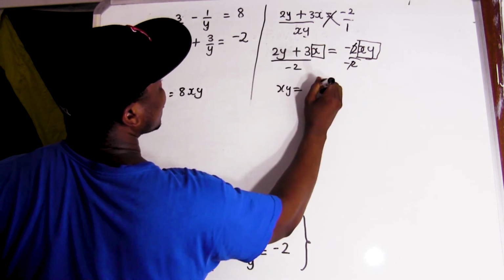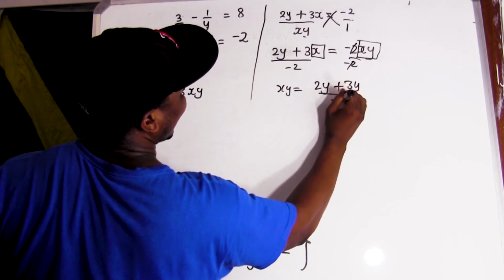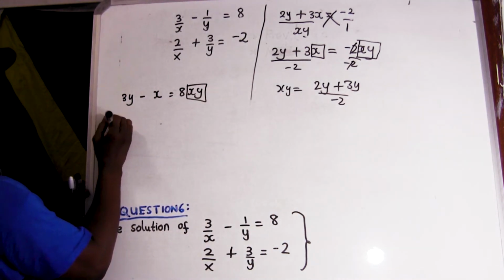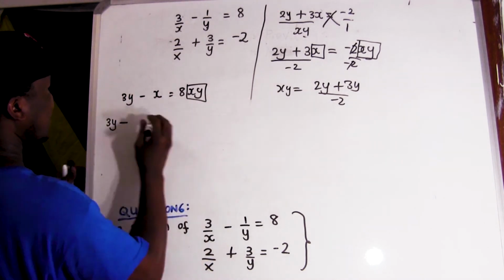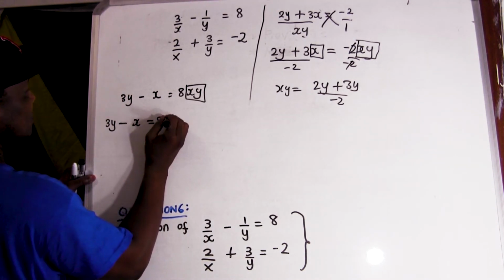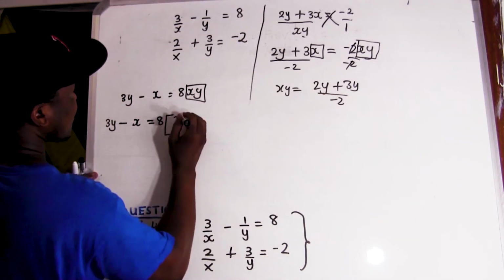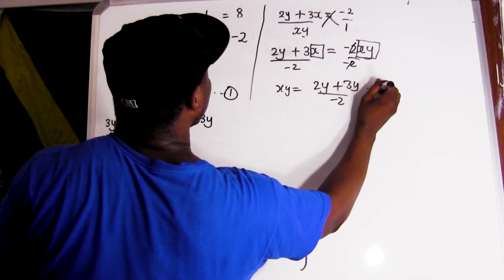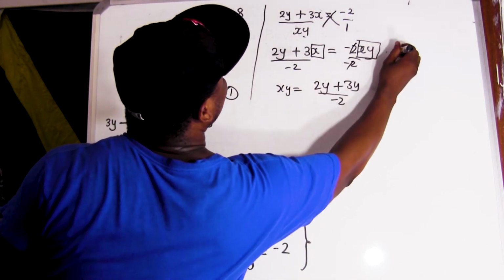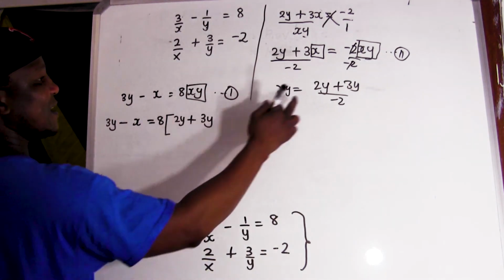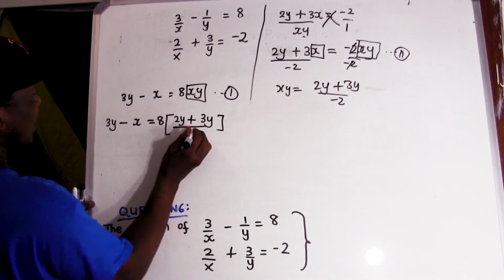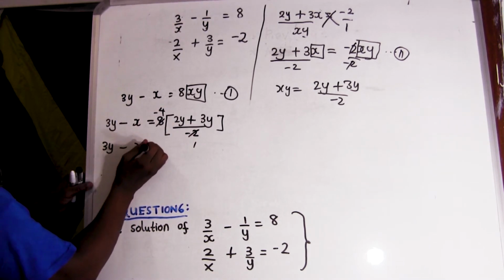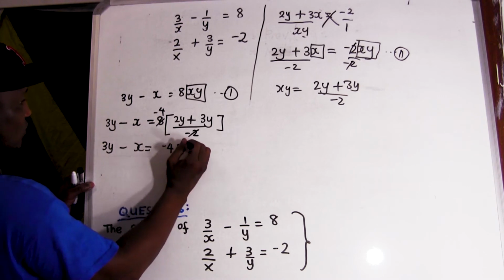So xy equals 2y plus 3y over -2. Take this, substitute in xy here. So I'm going to say 3y minus x, don't worry about x, equals 8. What is my xy? 2y plus 3y. This is the first equation, and this was the second equation. Okay, 2xy plus -2, if you divide by -2, it's going to give you -4.